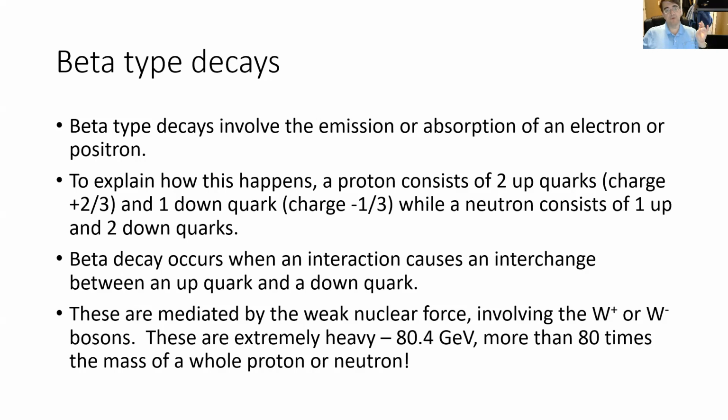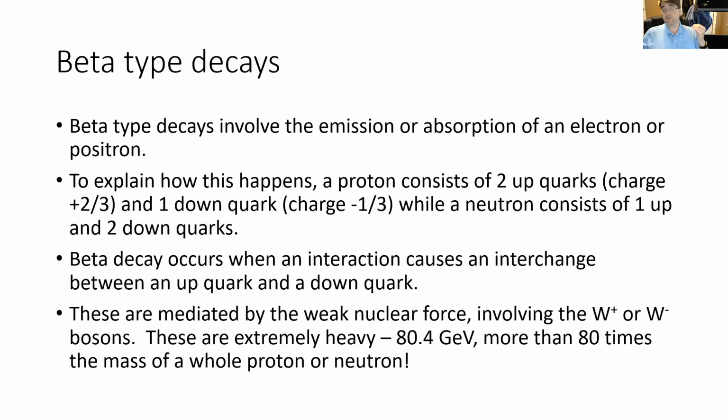Beta decay will happen whenever an interaction causes an interchange where something that was an up quark turns into a down quark. In order to do that, it requires the weak nuclear force. And the weak nuclear force involves the W bosons, and they are really, really heavy: 80.4 billion electron volts. Again, by comparison, a proton and a neutron themselves are less than 1 billion.